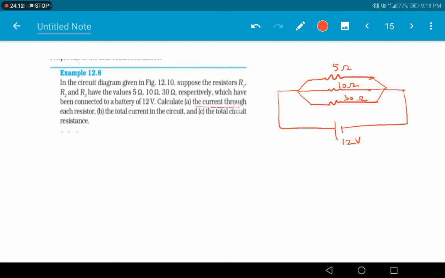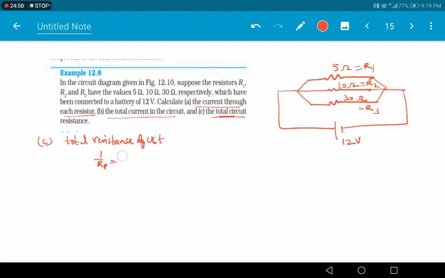So they are asking the current through each resistor. They are asking the total current in the circuit. They are asking total circuit resistance. So first we will do one by one. So I am moving from question number 3, because to find current and everything we should know the total resistance of the circuit. So first I am writing total resistance of circuit. So parallel combination.